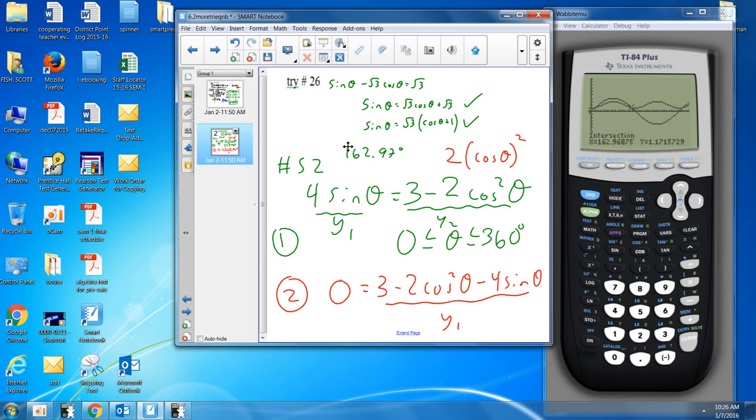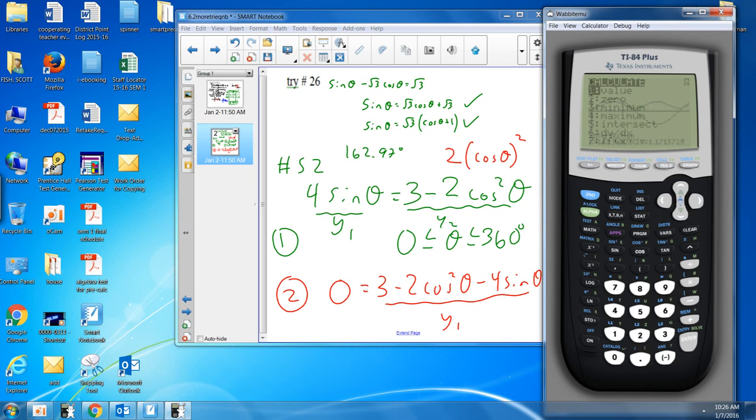Then I'm going to do it again because I need to get the next one. So again, second, calculate, intersect, which is number 5. And then, again, you're just going to follow first curve, second curve, and then guess. So I'll just hit enter. Second curve jumps down to the second curve automatically. Hit enter. My guess, and I hit enter, and so that's going to be 17.03.